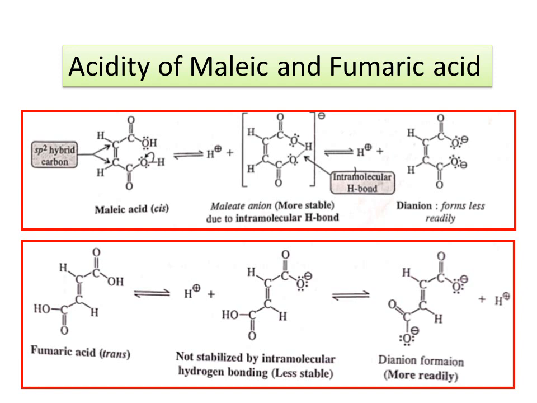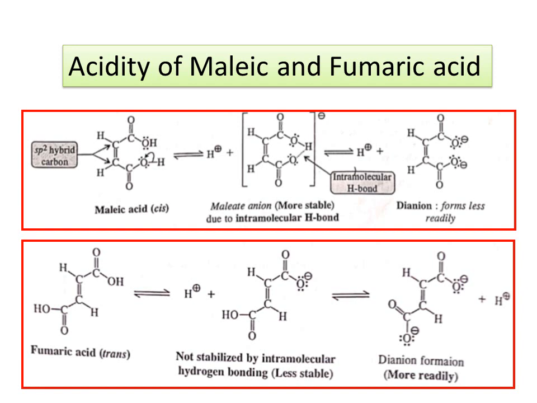Now let us see the acidity of maleic and fumaric acid. Generally, maleic acid and fumaric acid are stronger acids while comparing to the acidic nature of the corresponding saturated analog, that is succinic acid.